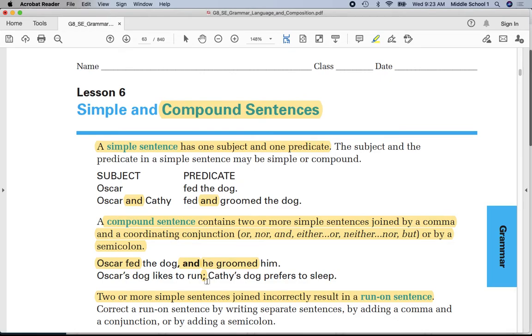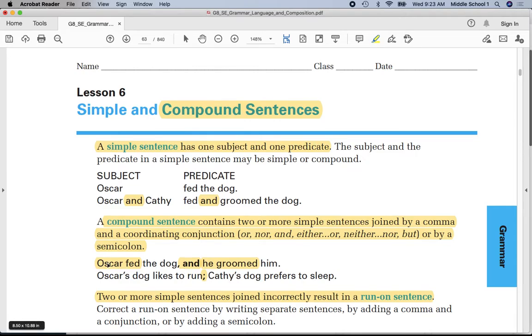Or does it have a semicolon? If it has a semicolon in place of a comma and a conjunction, it's a compound sentence. Oscar's dog likes to run. That is a simple sentence. Kathy's dog prefers to sleep. It too is a simple sentence. In place of a comma and a conjunction, I have a semicolon. This is a compound sentence.